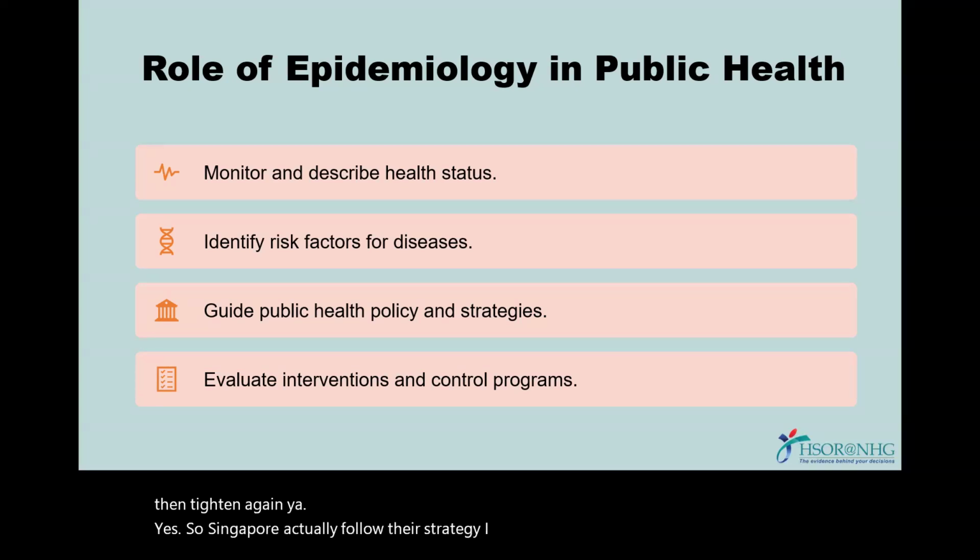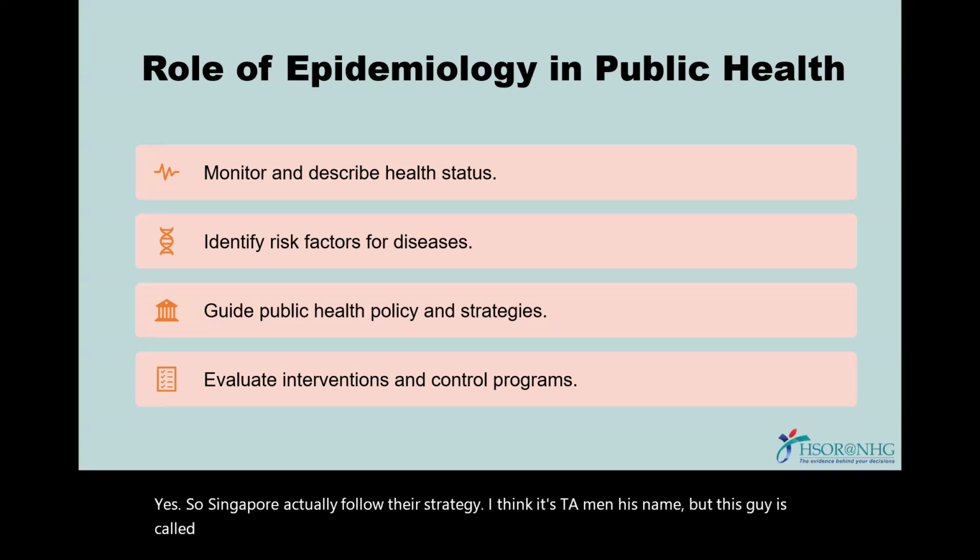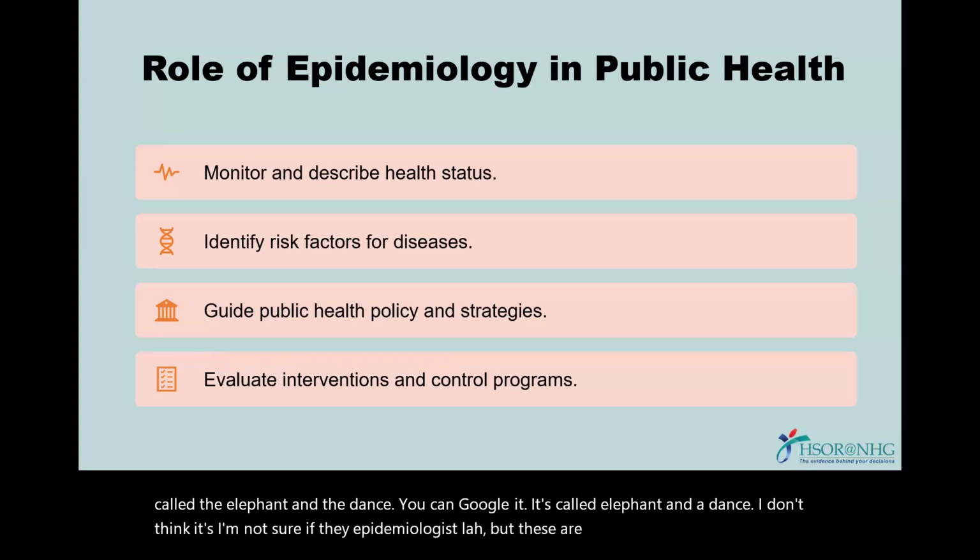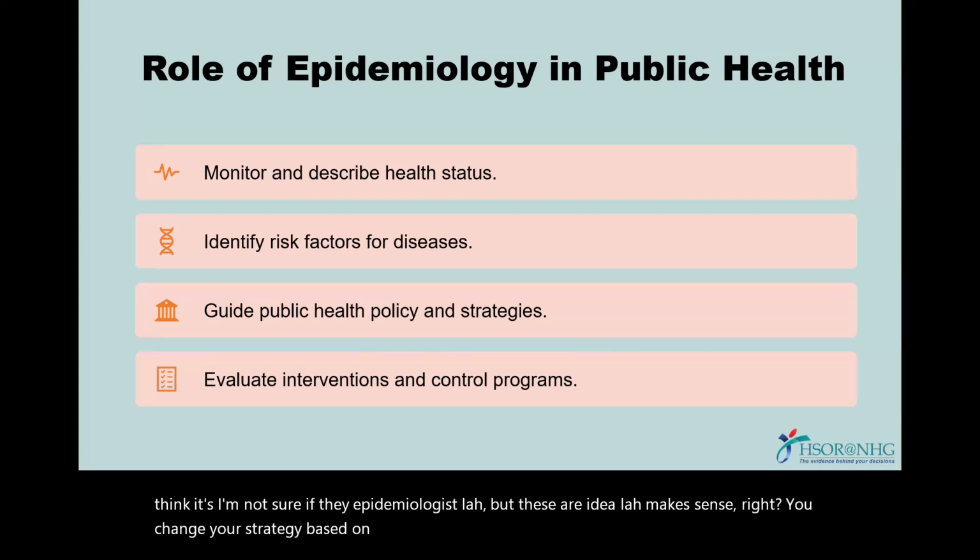I think it's come with his name, but this guy is called the elephant and the dance. You can Google it. It's called elephant and the dance. I'm not sure if it's epidemiology, but this is an idea. Makes sense, right? You change your strategy based on the problem that you have.